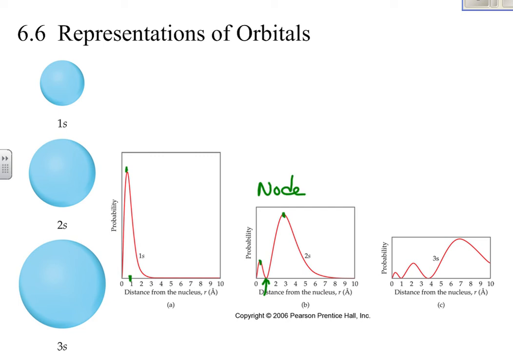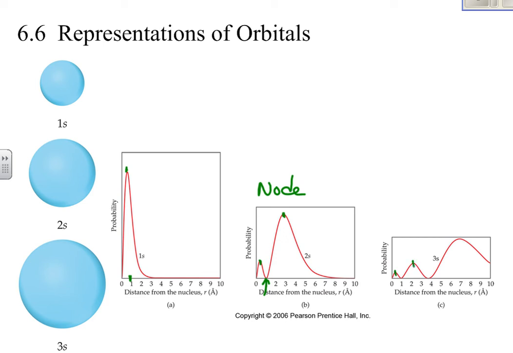And a node is a place where there is 0 electron density. What this means is that if you went out from the nucleus in any direction at a distance of about 1 angstrom, and this is for a hydrogen atom, there would be 0 electron density. There would be 0 feel for an electron, due to the electrons that were in the 2s orbital. Right? And we see the same thing when we get to the 3s orbital.